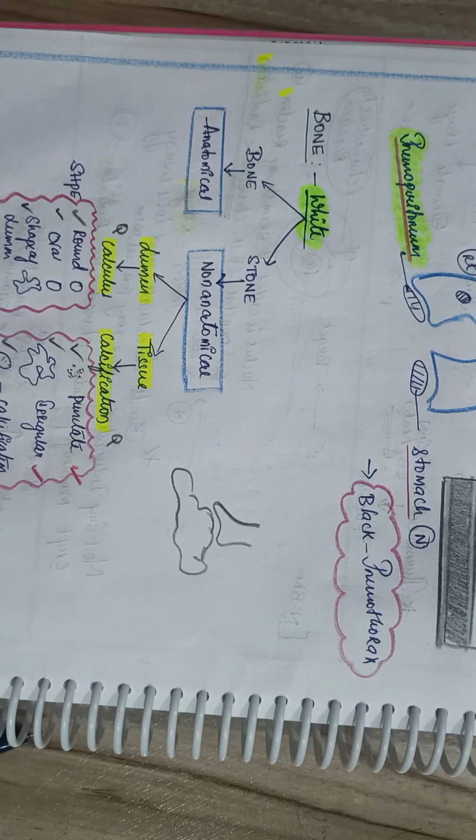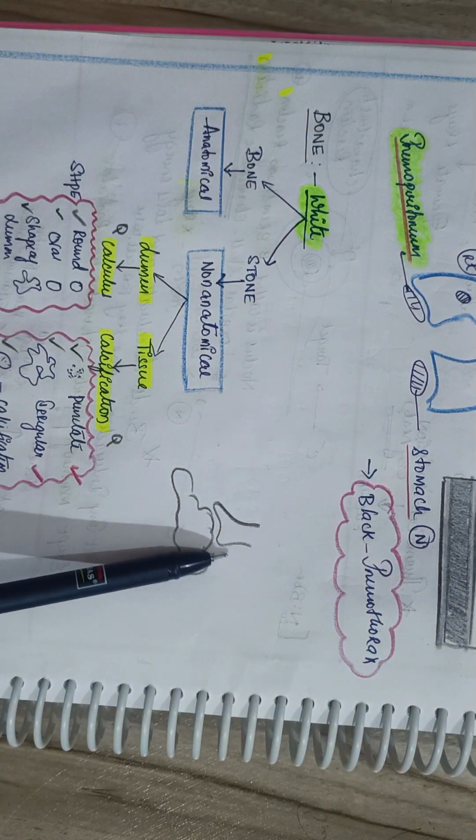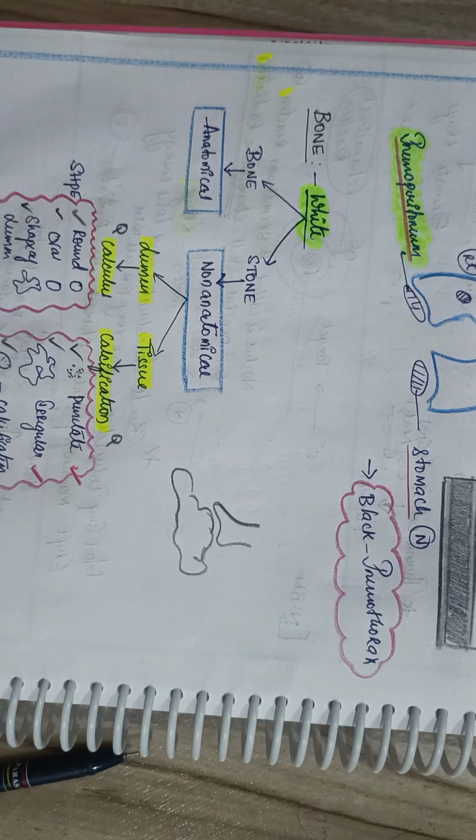Now, how do you tell whether it is a bone or a stone? For example, if the white color is in an anatomical position, say you are taking the X-ray of a leg, and the white is present in the space where the tibia and the femur are present, that is an anatomical location. Now, how do you differentiate that it's a stone? A stone is in a non-anatomical location.